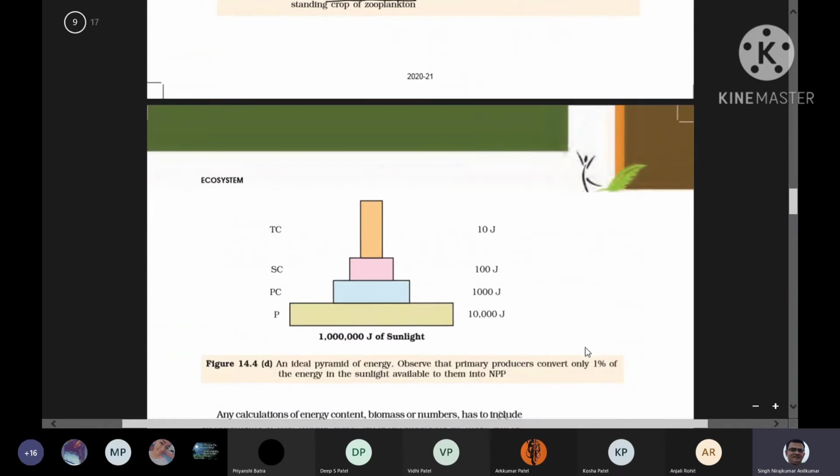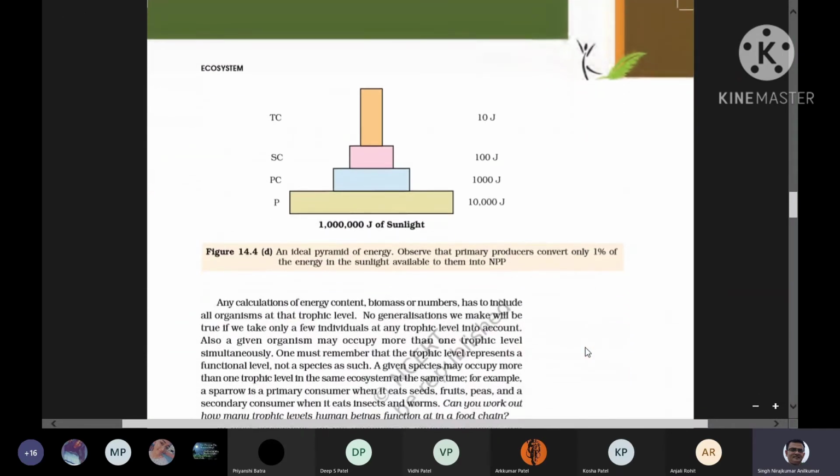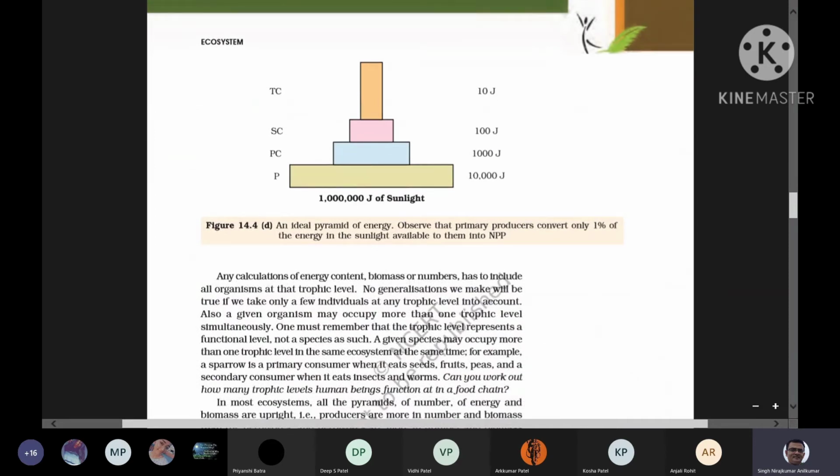The third pyramid shown here is the pyramid of energy. This is very important. Here is the energy of sunlight, approximately 10 lakh joules, coming onto any ecosystem. We discussed in the previous class that plants absorb only 1 to 2% of PAR. So if you calculate 1% of 10 lakhs, it will be approximately 10,000 joules. The plant will get 10,000 joules of energy from the sunlight.